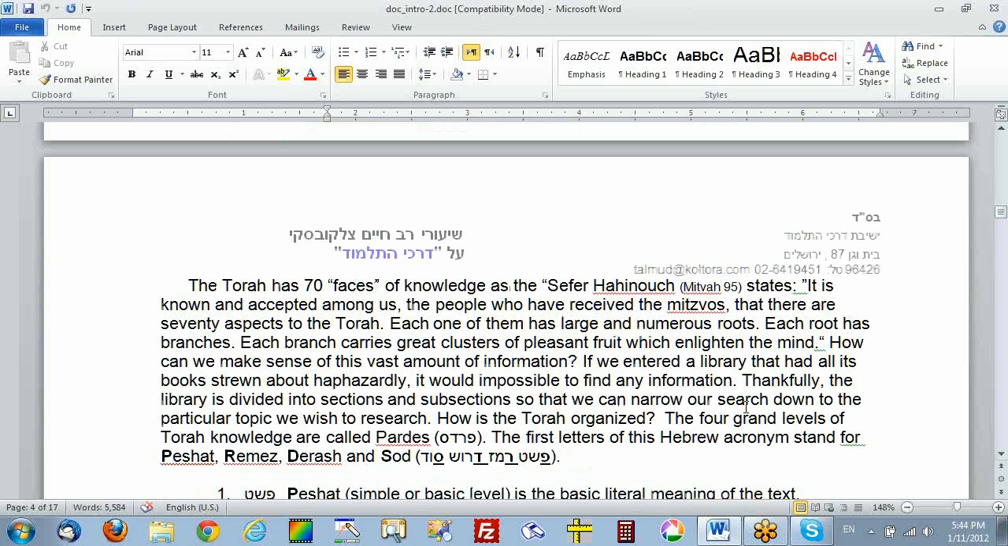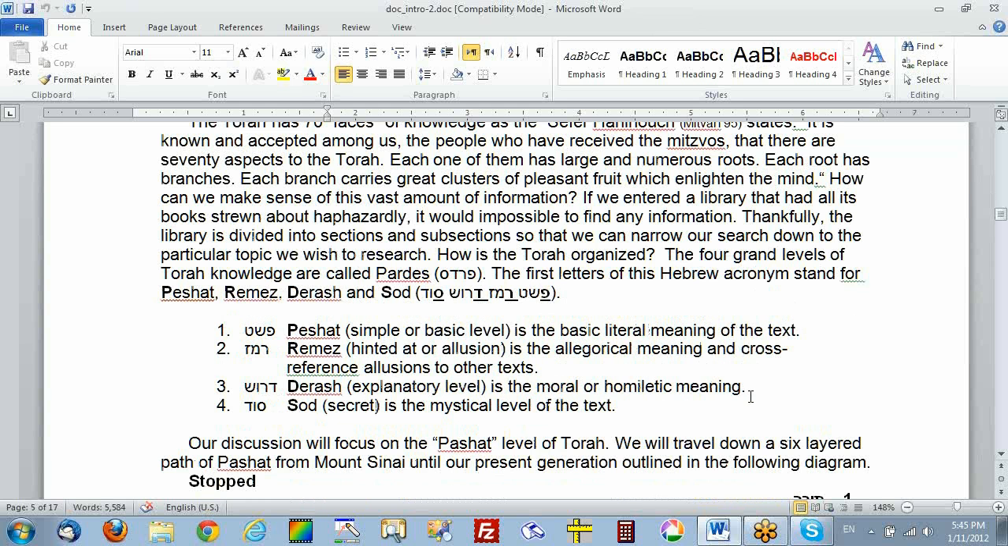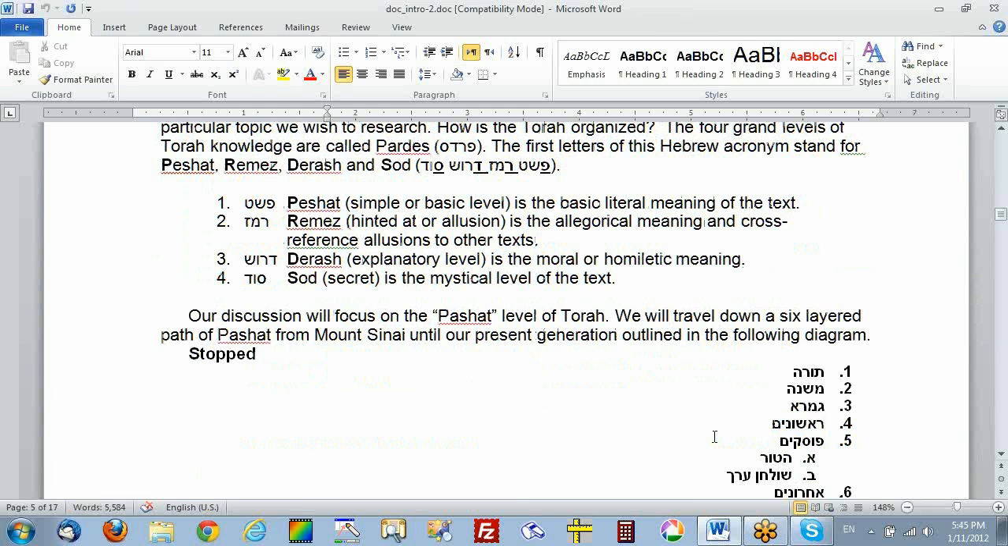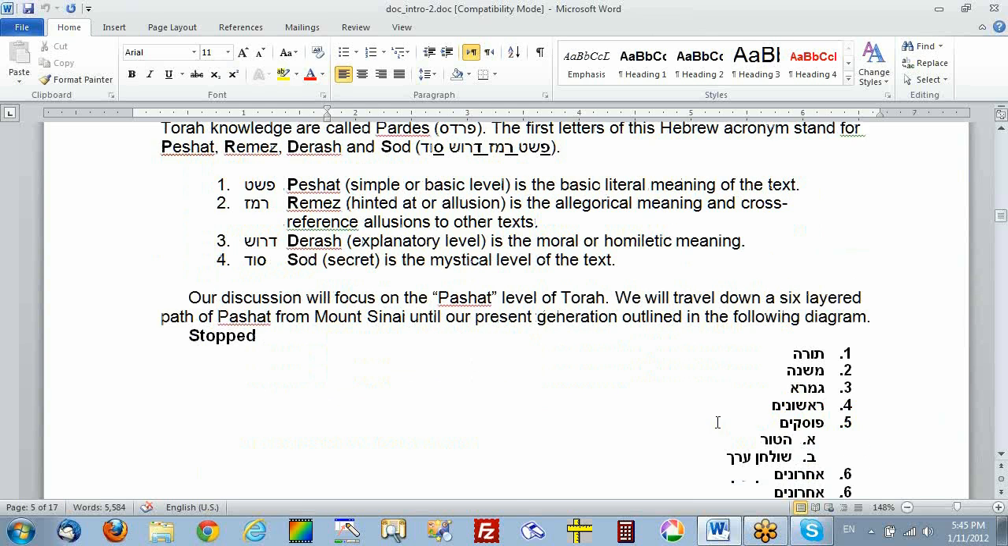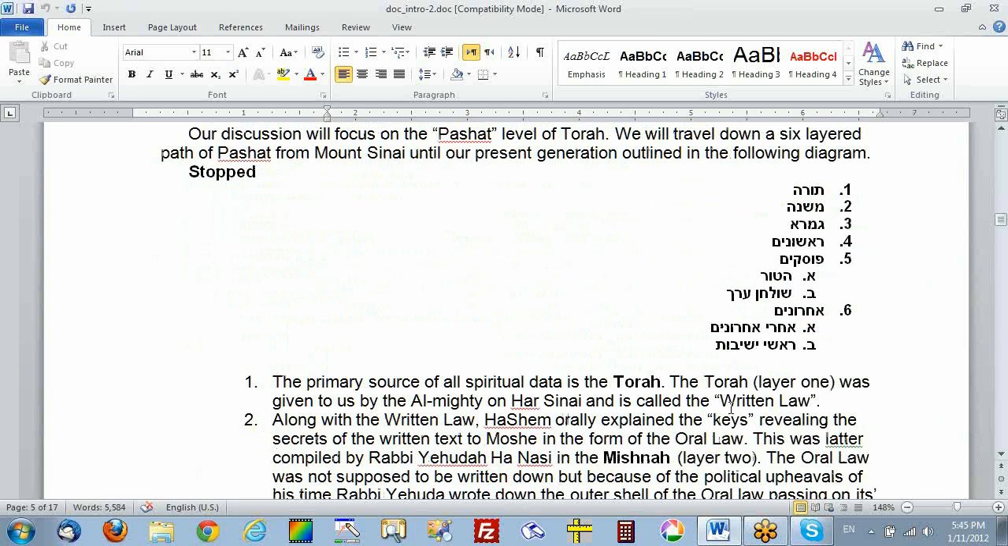That's a horizontal view of the Torah. Then we said there's a vertical view of the Torah, that the Torah itself has 4 different levels, Peshat, Remez, Drush, and Sod, going from the simple to the esoteric. Now, our focus is going to be on Peshat.